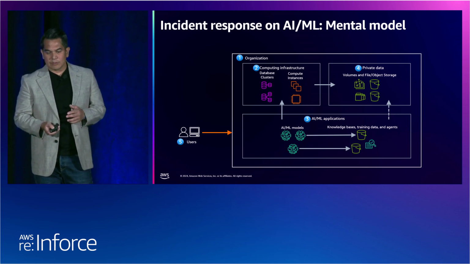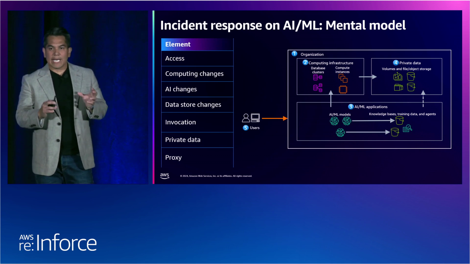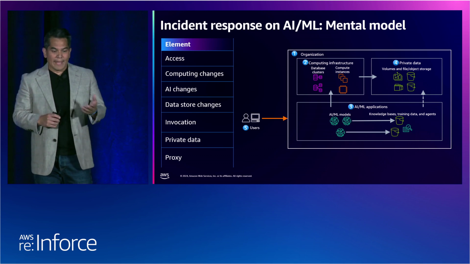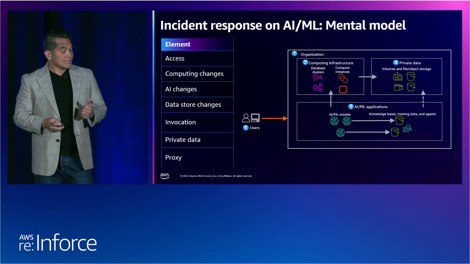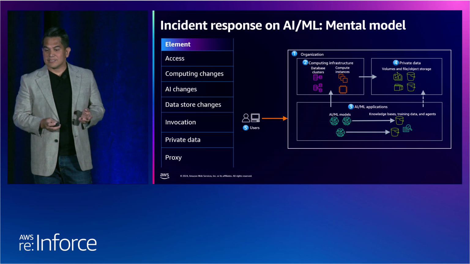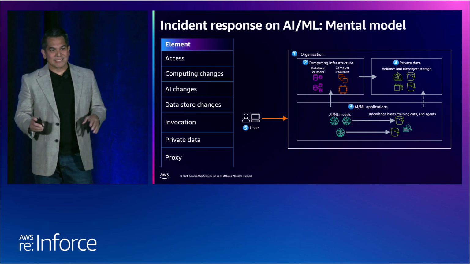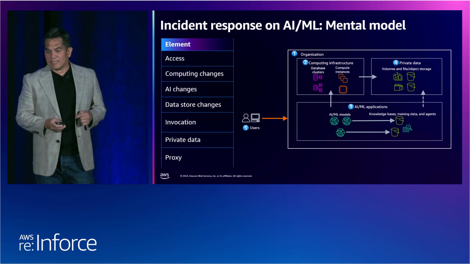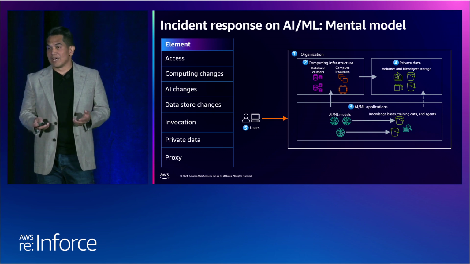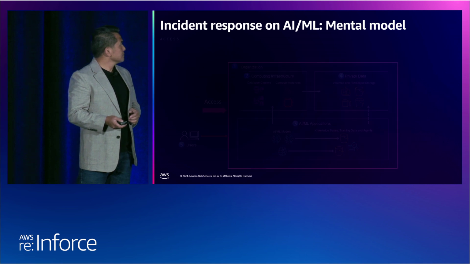And so the next thing we do is take a look at the elements. And when we're taking a look at the elements, it's really how the actual components interact or how the components are interacted upon. Okay? And there are 7 elements: access, computing changes, AI changes, data store changes, invocation, private data, and proxy. I know that's a lot of words. I'm not going to test you on them, I promise. And we are going to go into a little bit more detail because there's more meaning to just the words than basically reading off a PowerPoint slide. But let's take a look at the elements in more detail.